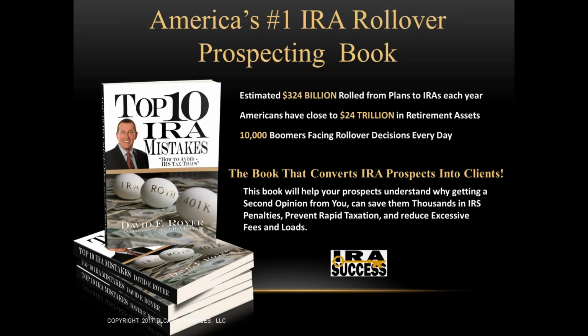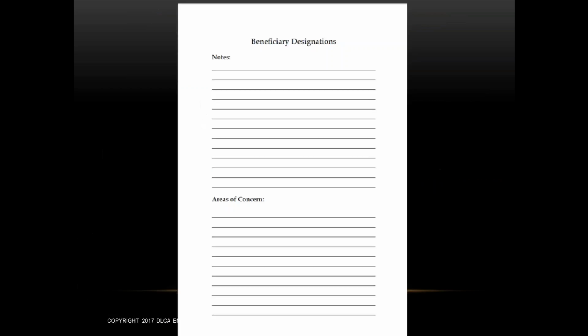Now, this prospecting book, why is it important? It's estimated $324 billion rolled from plans to IRAs each year. And remember, next year, that's scheduled to be at $500 billion. Americans have close to $24 trillion in retirement assets. There's 10,000 boomers facing rollover decisions every day without guidance. So this is the book that converts IRA prospects into clients, because it's going to help them understand why getting a second opinion from you can save them thousands in IRS penalties, prevent rapid taxation, and reduce excessive fees and loads, and most certainly not make those RMD mistakes.